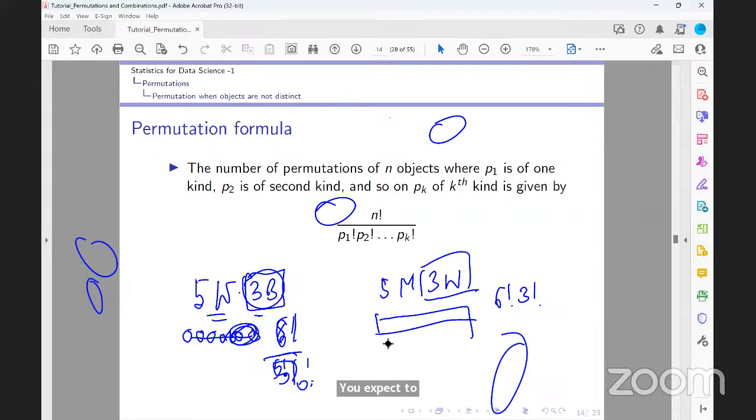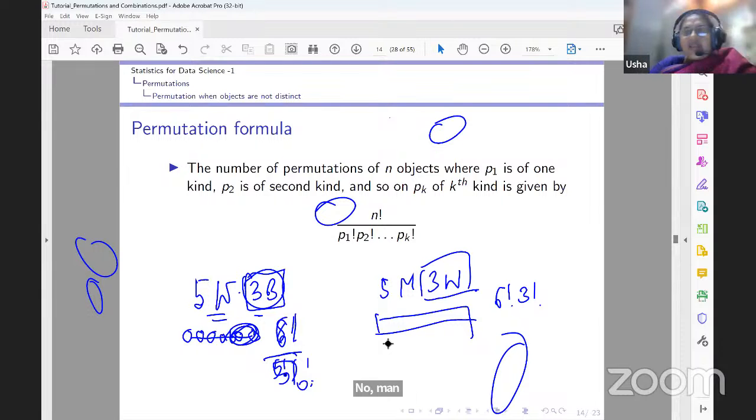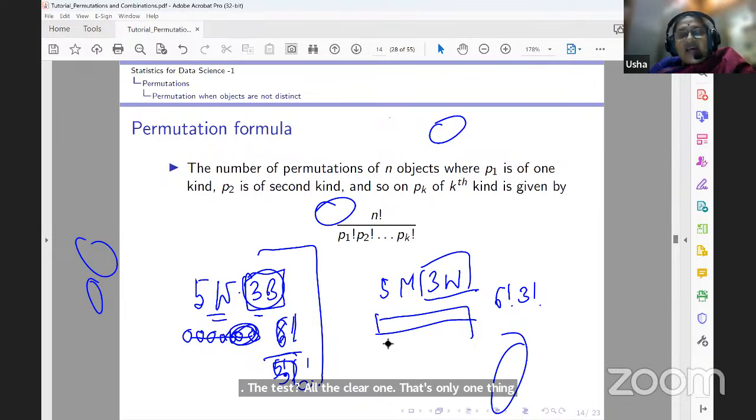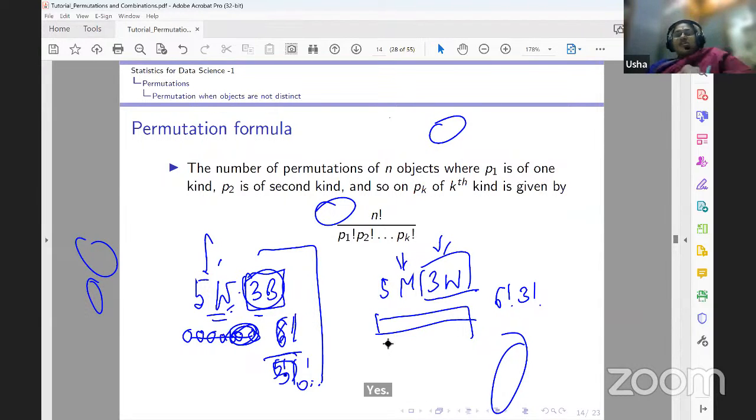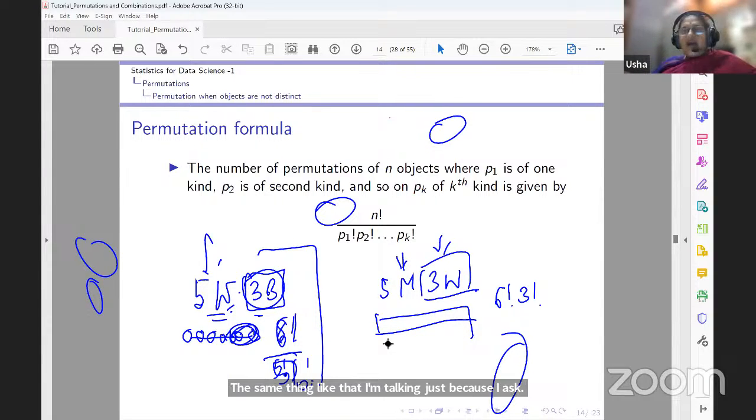Yes, ma'am. Is this clear? Okay, that's good. So you need to understand whether it is distinct objects or whether it is the same thing. Just because I ask 5 men and 3 women and you know how to do it, you cannot apply the same thing to 5 beads, or to colored balls I'm putting in a line. I cannot do that, right?